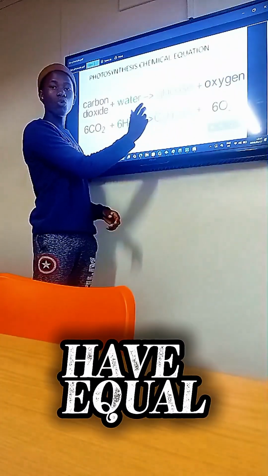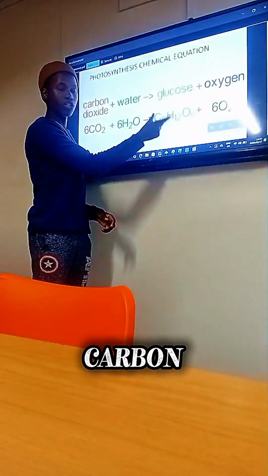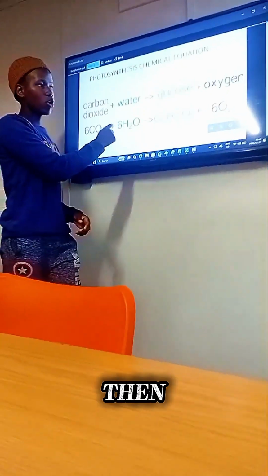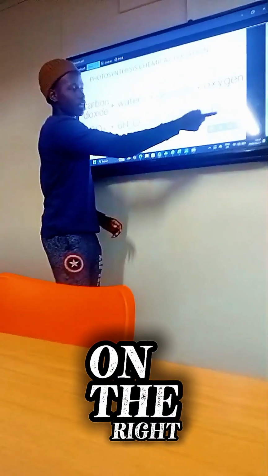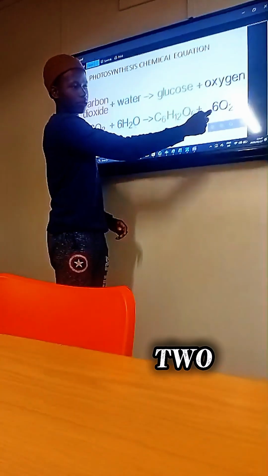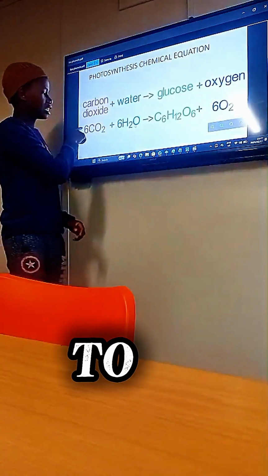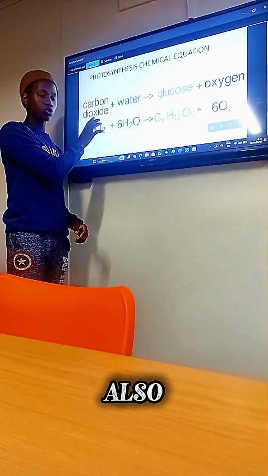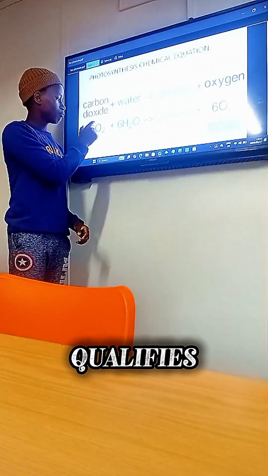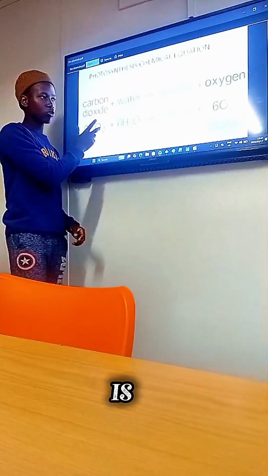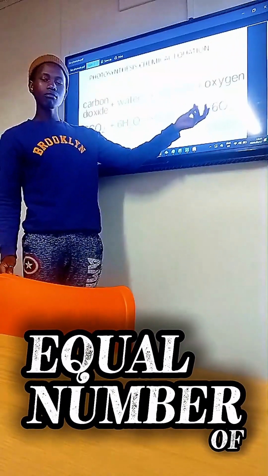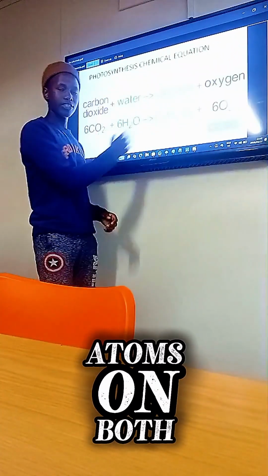So that means we have an equal number of hydrogens and carbons on the right and also on the left. And then we go back to oxygen. On the right we have 12, 2 times 6 oxygens, and we come back to that 6 we put for carbon, which also qualifies for oxygen. Therefore 6 times 2 is 12, then we have an equal number of atoms on both sides.